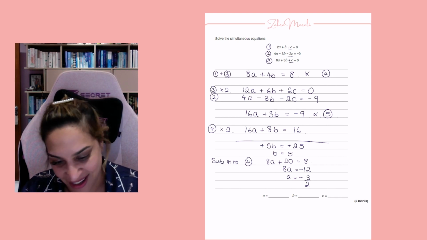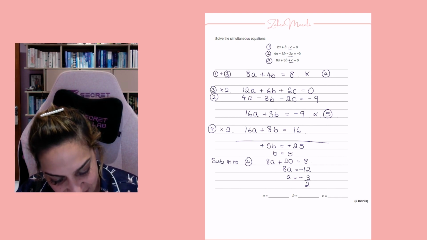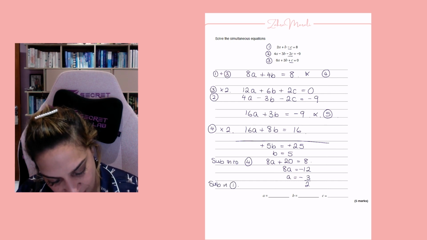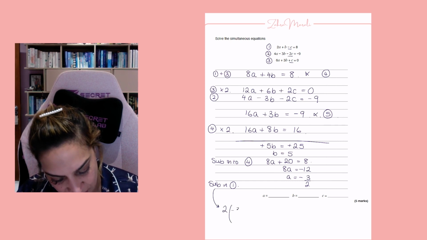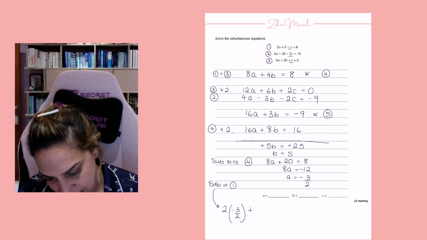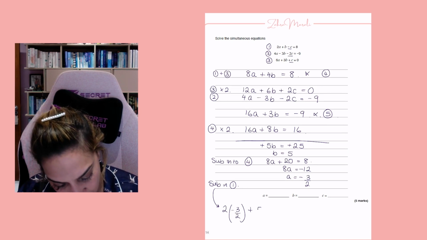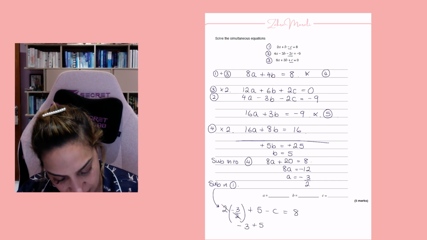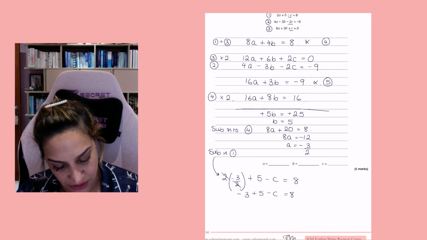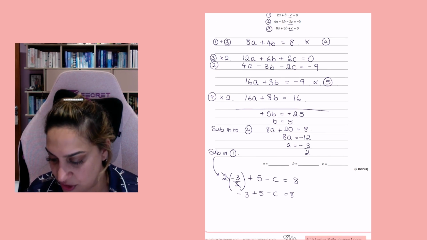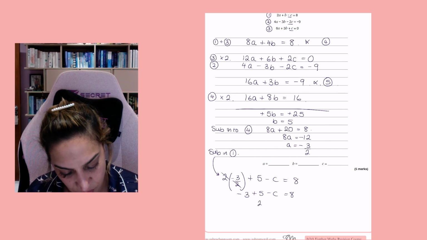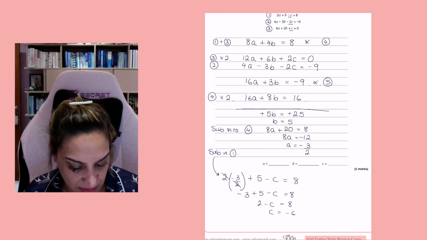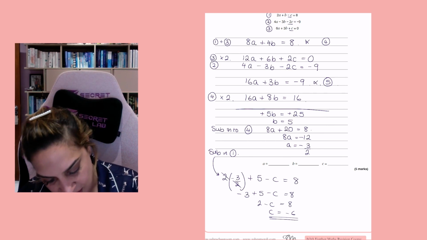I could plug them into any of the equations to find c. So let's say sub into 1. So I'm going to have 2 lots of a. I'm going to write it down here. 2 lots of minus 3 over 2 plus b, which was, what do we say? b was 5. Minus c equals 8. So we get minus 3 plus 5 minus c equals 8. And that's going to give you 5 minus 3, which gives you 2. So 2 minus c equals 8. So c must be minus 6. So your answers are minus 3 over 2, 5, and minus 6.